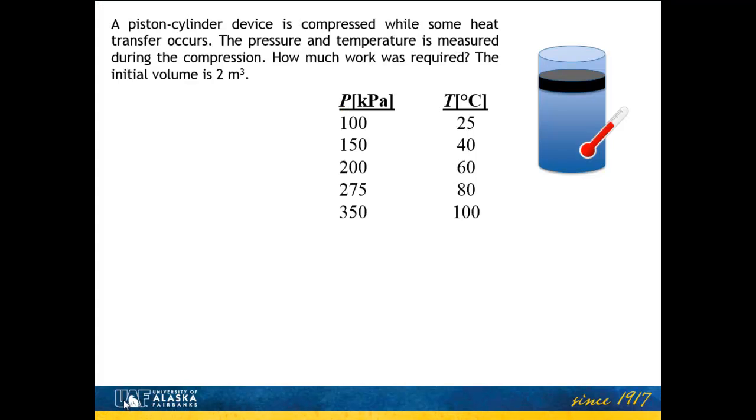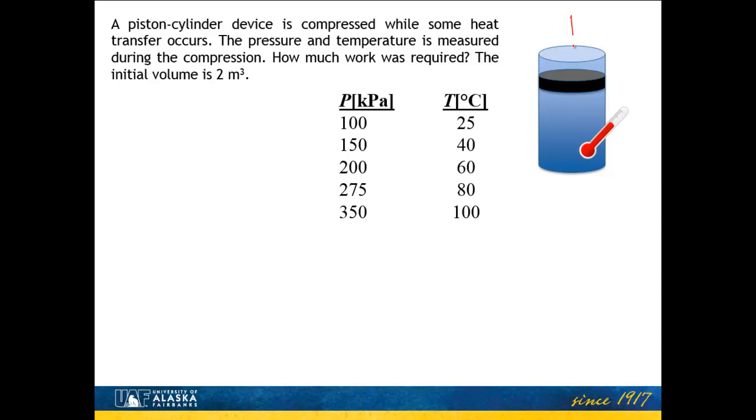So here's the problem we're going to solve today. We have a piston cylinder device, and it's compressed while some heat transfer is occurring. The pressure and temperature are measured during this compression, and we want to determine how much work was required to do the compression. We're also told the initial volume is 2 cubic meters.